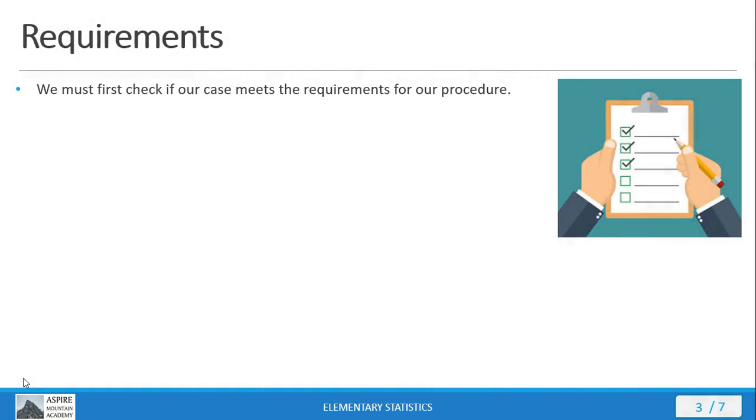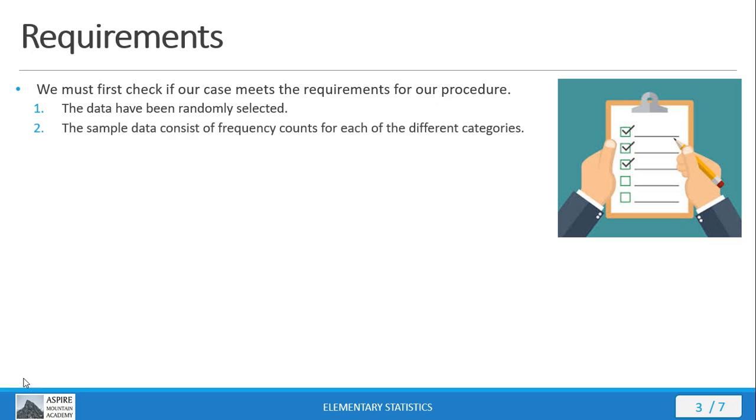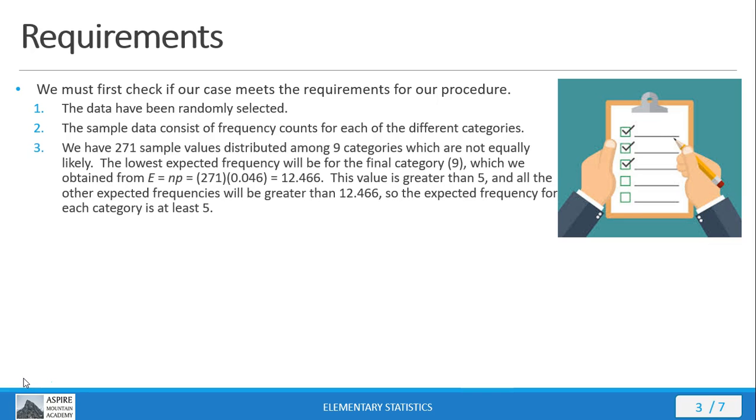First, let's check to make sure our requirements are met because our procedure rests on certain assumptions. First, the data have been randomly selected, so check that off. The sample data consists of frequency counts for each of the different categories, so check again. And last but not least, we've got 271 total sample values distributed amongst 9 categories. They're not equally likely.